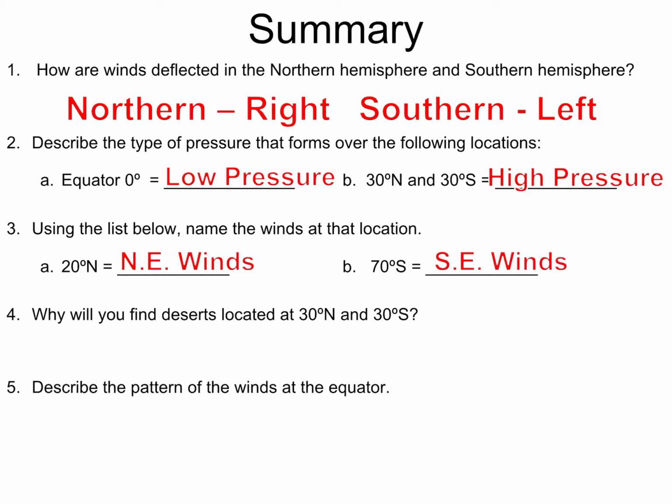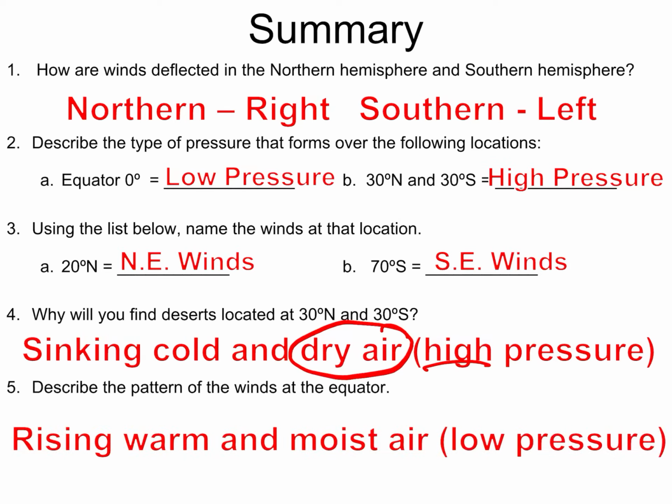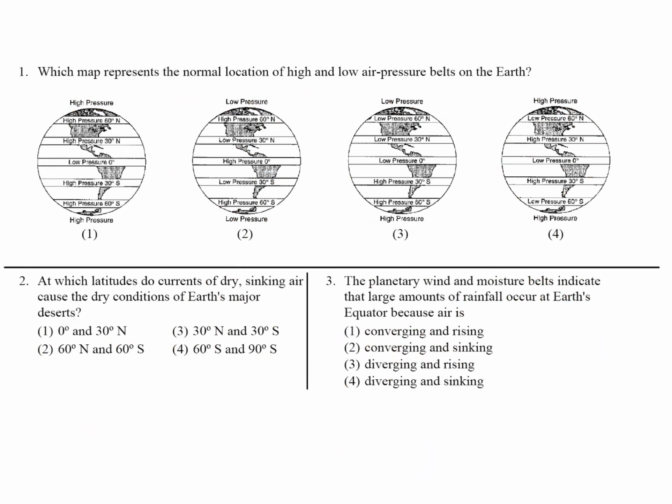Why will you find deserts located at 30 degrees north and 30 degrees south? You got your sinking cold and dry air. Those are the high pressure areas. Describe the pattern of the winds at the equator. Rising, warm, and moist air. These are your low pressure systems. Okay? All right. Also, for this one, pattern of winds, if it's low pressure, you could have also remembered this, right? In and counterclockwise. All right, more questions.